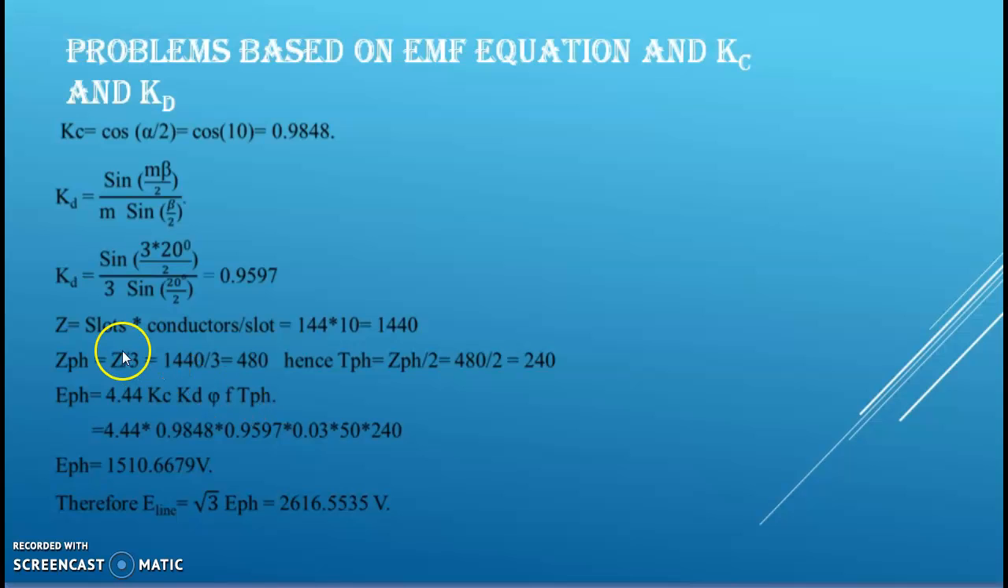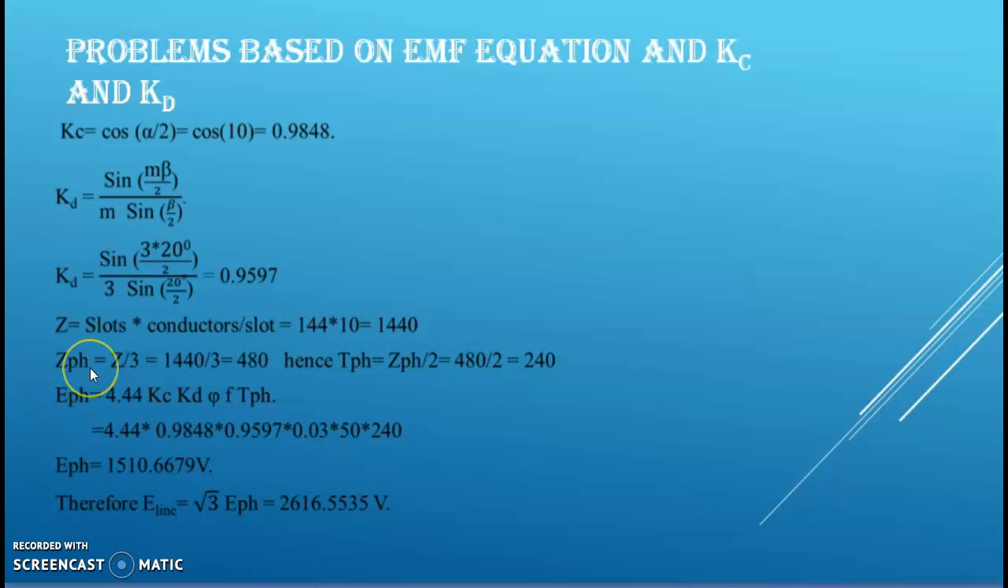To find out this TPH, I must have the total number of conductors per phase. So first I will find out the total number of conductors Z. Z is equal to total slots into number of conductors per slot. We have 144 slots, and in one slot we have 10 conductors. So 10 into 144 will be 1440. So total conductors are 1440.